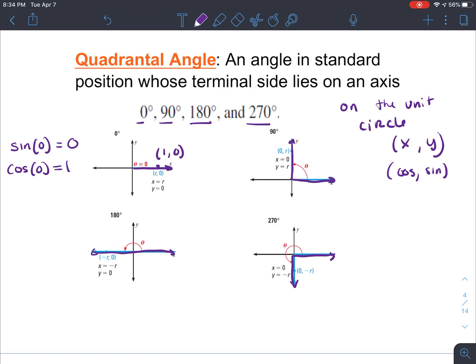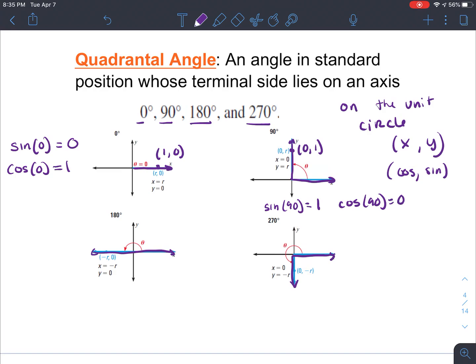All right? And if you notice, as we go through the rest of them, they're all going to be some combination of 0, 1, and negative 1. So let's take a look at 90. Right? Let's say r is our radius. So this would intersect at 0, comma 1. So what is my sine of 90 degrees? Well, that's equal to my y value, which in this case is 1. What is my cosine of 90 degrees?